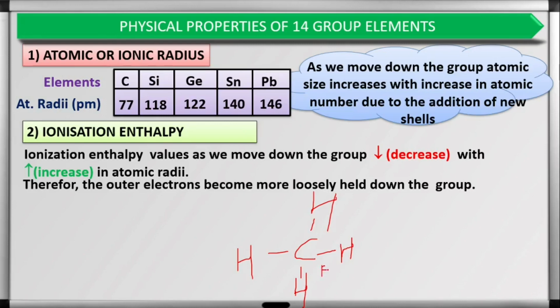Okay, this is E2, this is E3, and this is E4. So the E1 shows less energy, E2 shows more energy, then E3 shows more energy than E1 and E2, and E4 shows, means the ionization enthalpy 4, means the energy required to break the 4th bond is more as compared to E3, E2 and E1.